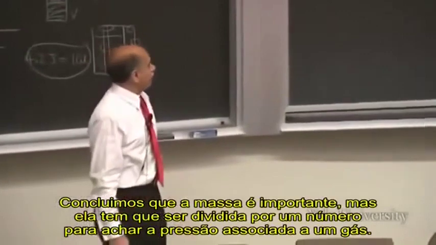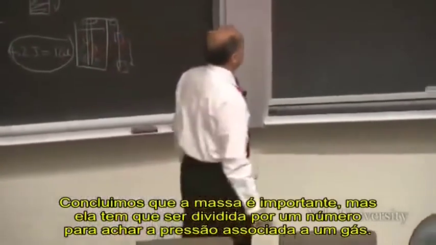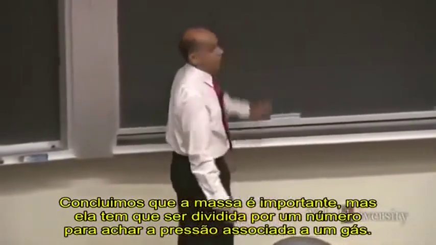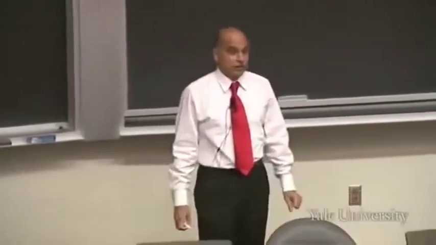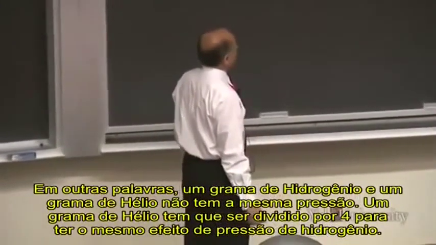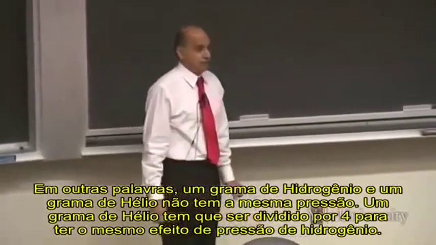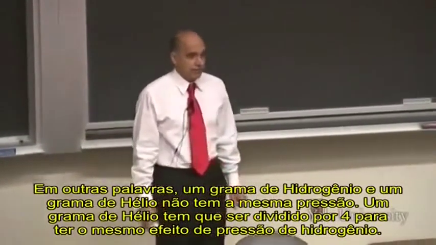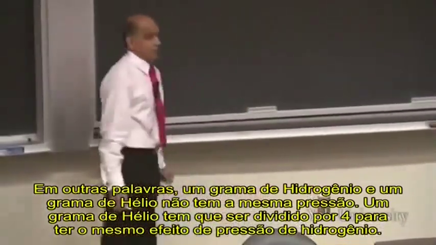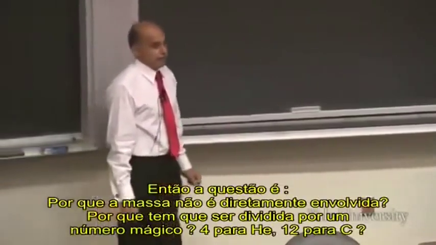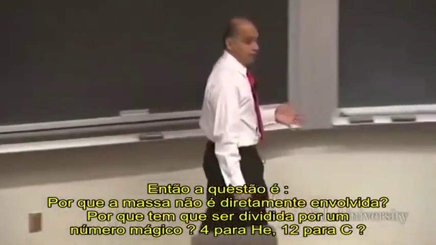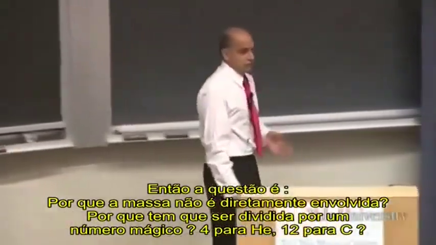So we conclude that, yes, it's the mass that decides it, but the mass has to be divided by different numbers for different gases to find the real effect it has in terms of pressure. In other words, 1 gram of hydrogen and 1 gram of helium do not have the same pressure. In fact, 1 gram of helium has to be divided by 4 to find its effect on pressure. So you have to think about why the mass directly is not involved. Mass has to be divided by a number, and the number is a nice round number. 4 for this and 12 for that.